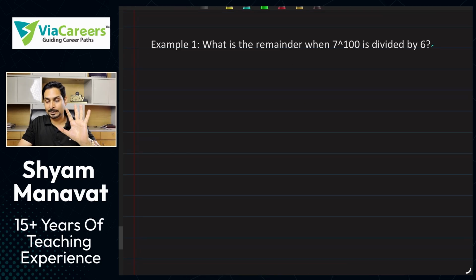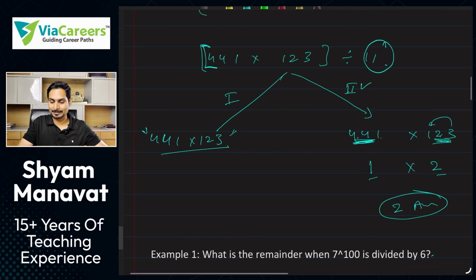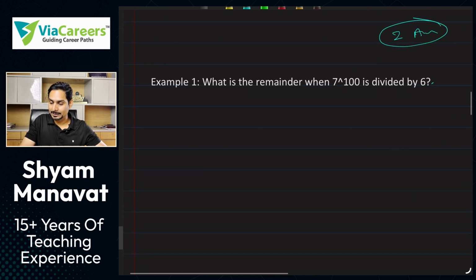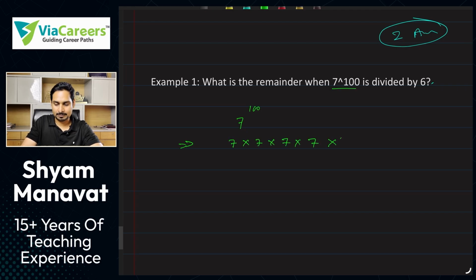The question is very similar to the previous product operator question, right? Here, this is 7 raised to 100, 7 to the power 100. Now what is 7 to the power 100? This can be written as 7 into 7 into 7 into 7 into 7 into 7. How many times? 100 times multiplied.